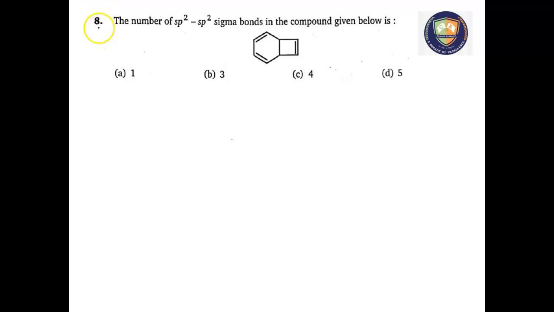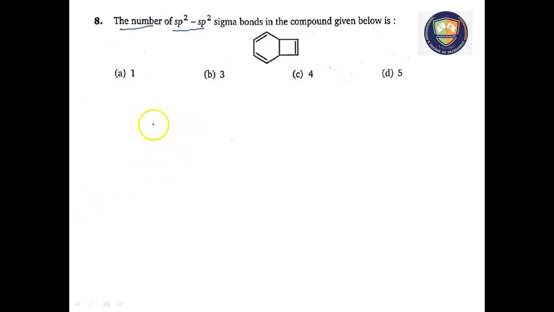So next we have question number 8, that is the number of sp2 sigma bonds in the compound given below. You have been given this compound, and you have to identify how many sp2 sigma bonds are present here. So let us first draw this structure.